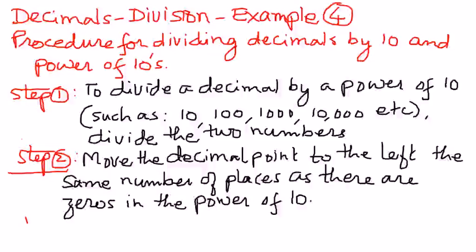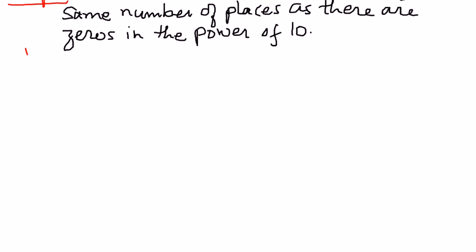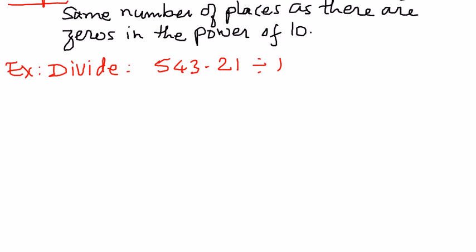So let us try to implement this procedure to solve some simple examples. Let's say we have an example of this type. We want to divide 543.21 by 10, or we can also state this as 10 to the power of 1, same thing. We'll follow these steps and see if we can arrive at the solution. Step number 1, write the number down.